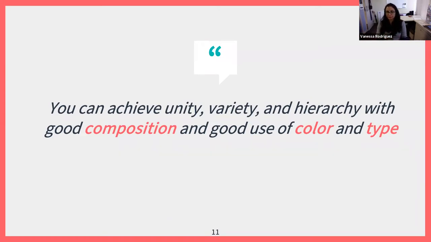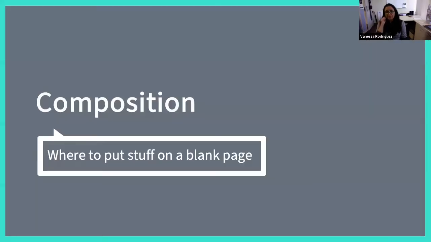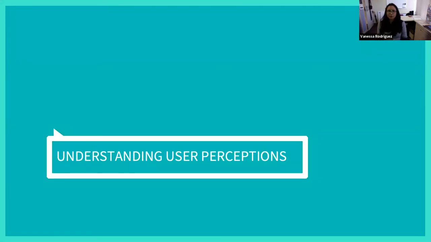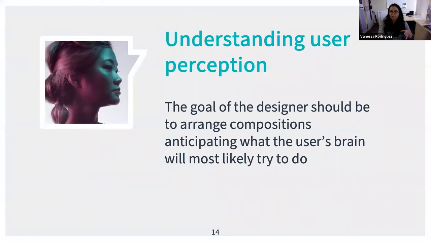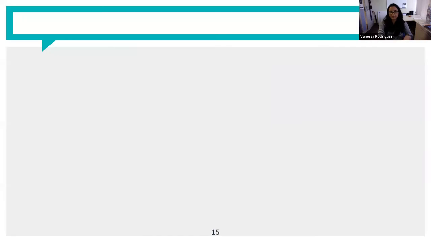So that's where we're going to begin, with composition, meaning where to put stuff on your blank page. And to do that, we need to understand user perceptions. So when a designer starts composing the layout, we arrange the composition with what we know that the user's brain normally does. There's a way that a user, ourselves included, views certain things, and we know these things, so we try to design around that. So let me get into it.